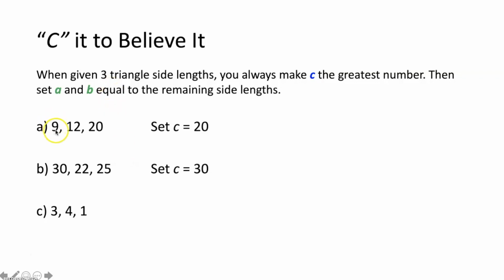It doesn't matter. So in this case, if we're given three side lengths, 9, 12, and 20, you have to plug in 20 for your C value. 9 and 12 could be plugged in for A or B. It doesn't matter. If you're given three side lengths, 30, 22, and 25, you have to plug in 30 for your C value. 22 and 25 could be plugged in for A or B. It doesn't matter. If you're given three side lengths, 3, 4, and 1, you have to plug in 4 for your C value. 3 and 1 can be plugged in for A or B.